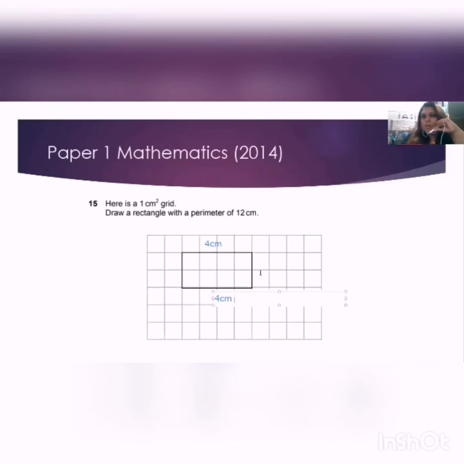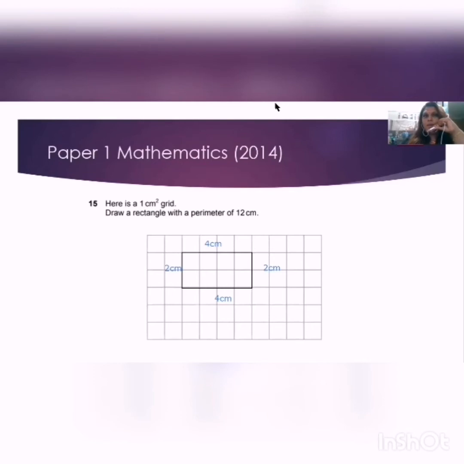How about this? 1 and 2. So we have 2 centimeters on this side and 2 centimeters on the other side. Now when we add all together, we should get a perimeter of 12. So this is where you have to add 4, 2, 4 and 2. So 4 plus 2 is 6, 6 plus 4 is 10, and 10 plus 2 is 12. Therefore, we are getting a rectangle with a perimeter of 12 cm.